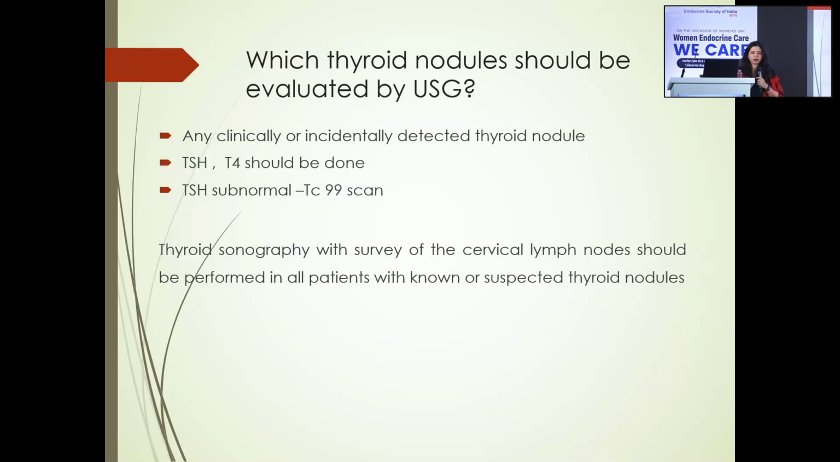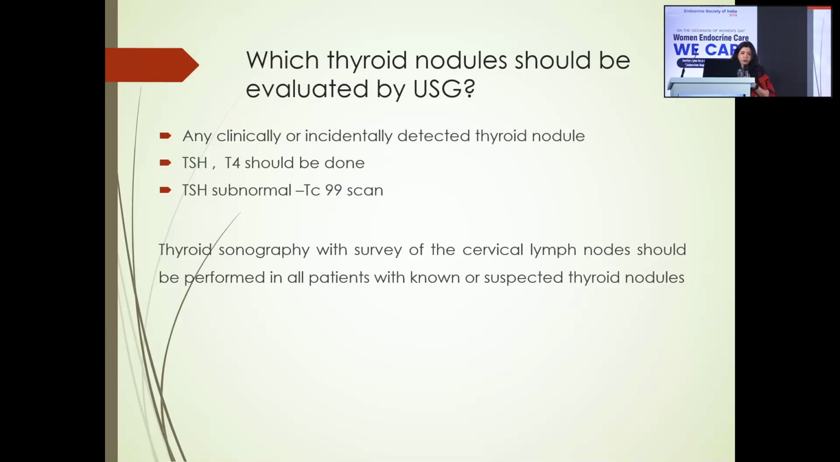Whenever we pick up a nodule, we send it for ultrasound. There is no controversy on that. We have to do a basic TSH and T4 at least. If you are suspecting toxicosis, we add a T3 to it. In case the TSH is subnormal, that means low, then we send the patient for a scan called a technetium-99 scan. You can also do a radioiodine scan, but technetium-99 is easily available and most of us do that.